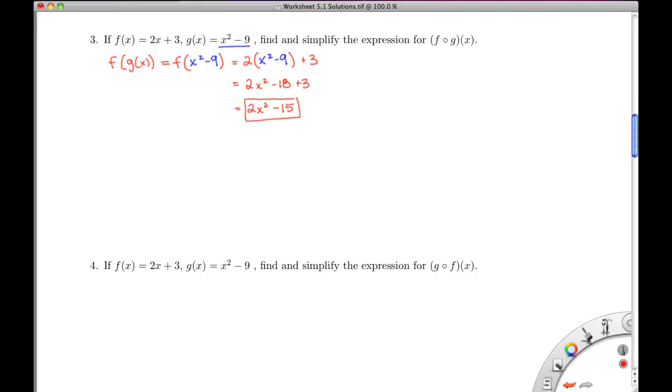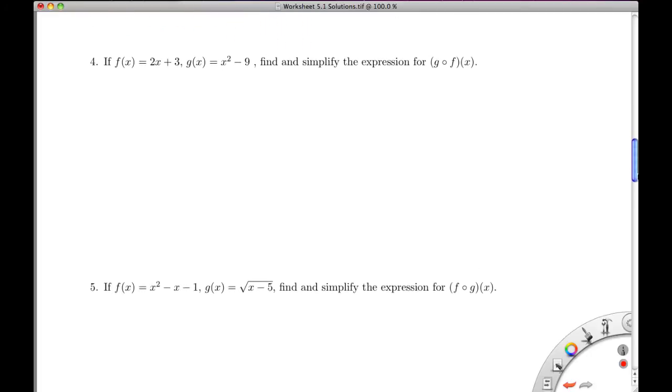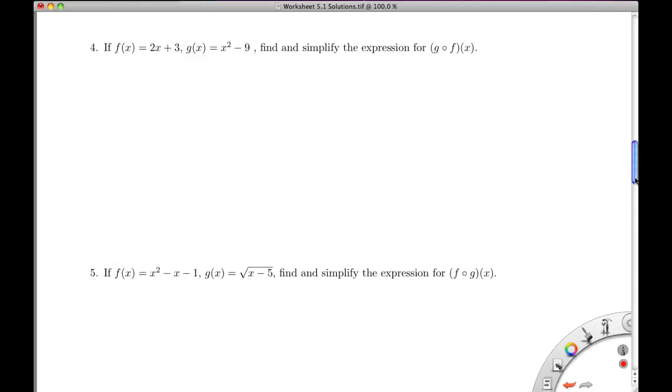Now we could evaluate this at any x value we want to get a value, but this will be our generalized function for the composite. Okay, so let's try the same thing with number 4. So number 4, we're being asked to find, using the same two functions, g composed with f of x. Now these are not necessarily going to be the same thing, as we'll see here.